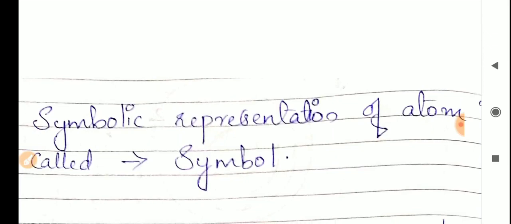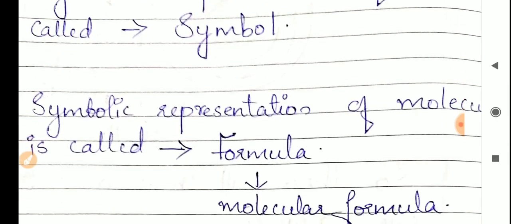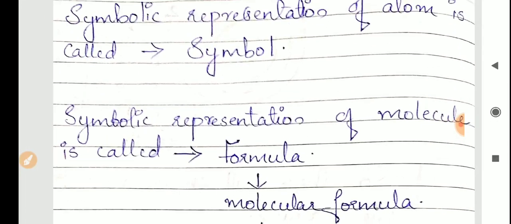Then, the next topic. We studied yesterday about symbol, right? What is a symbol? Symbol means an abbreviation of an element, or the symbolic representation of an atom is called symbol, right? The simplest representation of an atom is called symbol. Now we are going to study formula. What is a formula? Formula means it is the symbolic representation of a molecule. Symbolic representation of an atom is called symbol. A group of atoms is called a molecule. So the symbolic representation of a molecule is called formula.